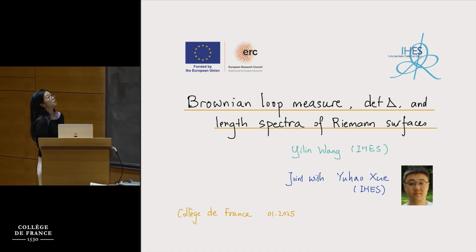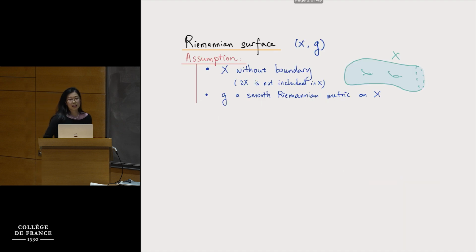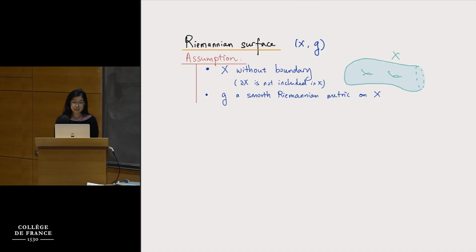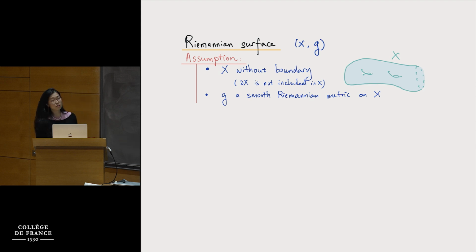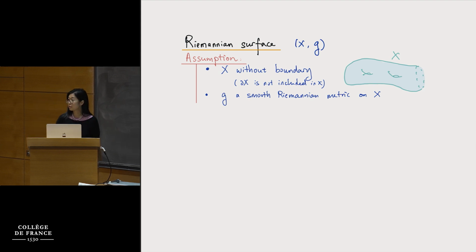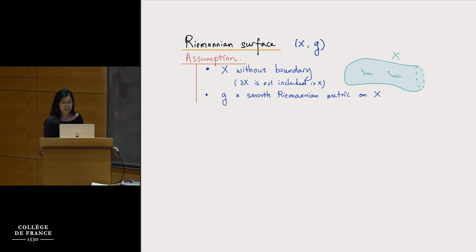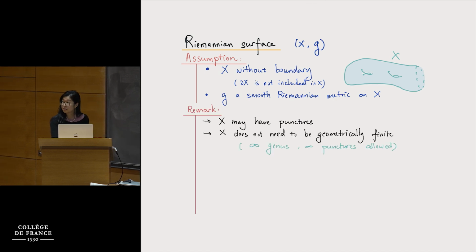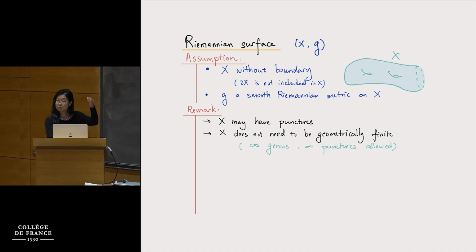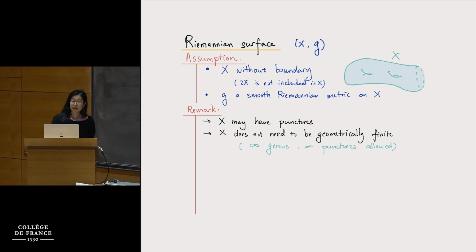But let me start with the Riemann surface. First, a Riemannian surface that will be considered in this talk is a surface equipped with a smooth Riemannian metric and without boundary. On the right, you see a picture of a surface which seems to have a boundary, but I just mean that I don't include the boundary as part of the surface. Apart from that, I don't assume anything else. So the surface can have some punctures, can remove some points from it. It does not need to be geometrically finite. It can have infinite genus. It can have infinitely many punctures.